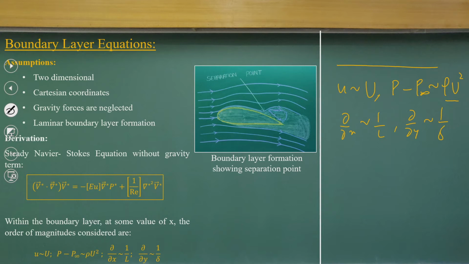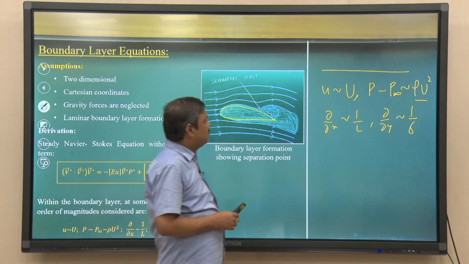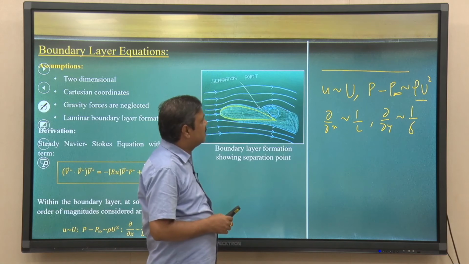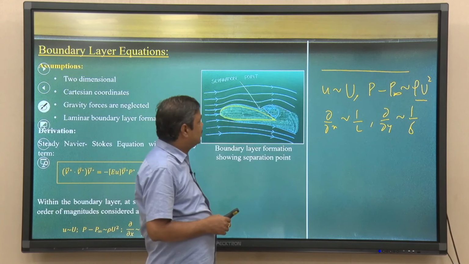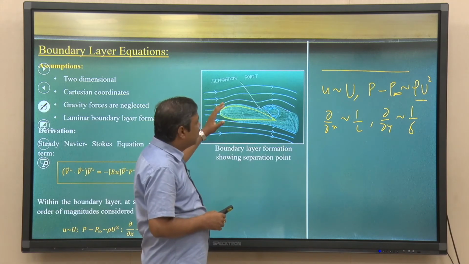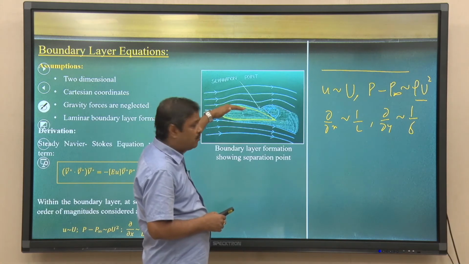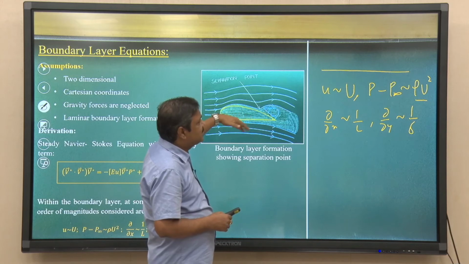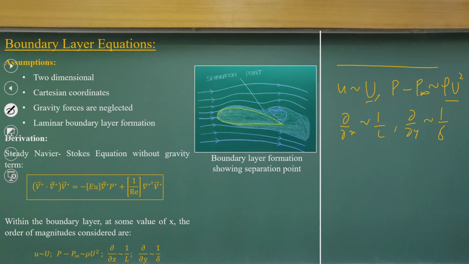So, please try to look at these techniques, which we really use for many other studies in social science or other problems, to understand the order of each equation. For these boundary layers, you can know that the u direction velocity, the x component, will be the same order of the free stream velocity. The pressure difference will have an order of rho u squares. You can just substitute the dimensions and check it.